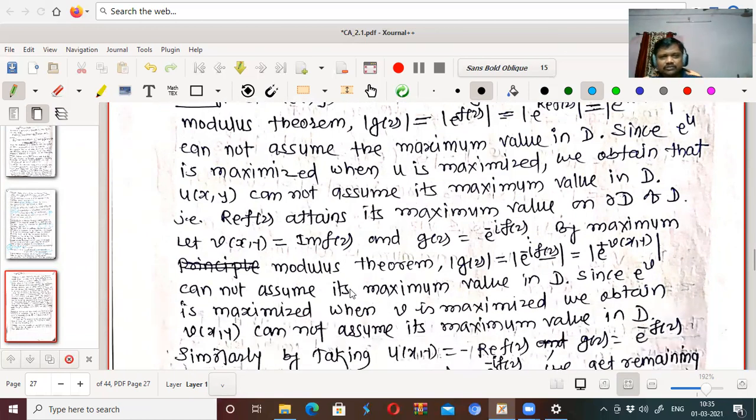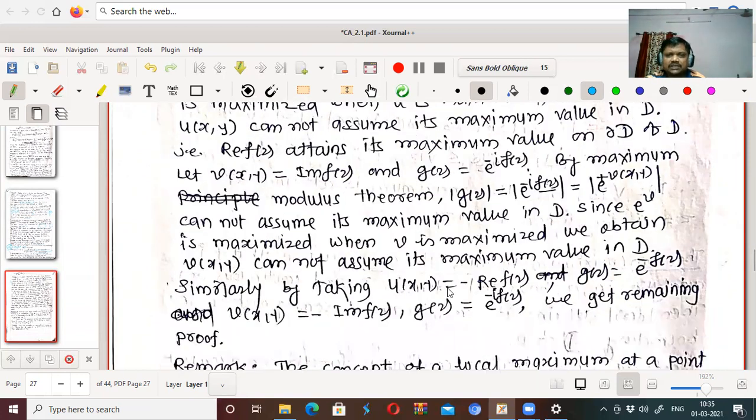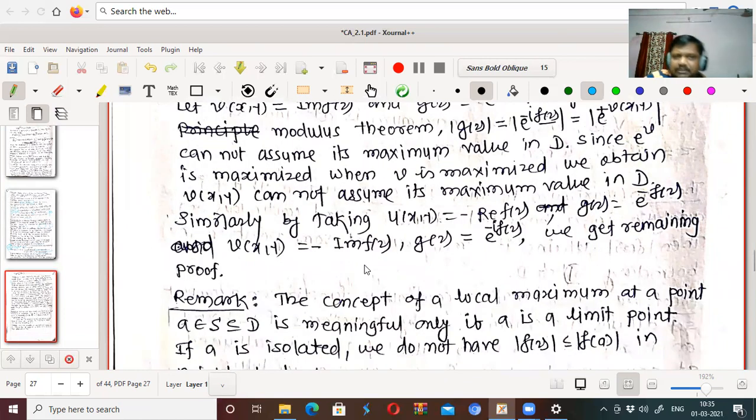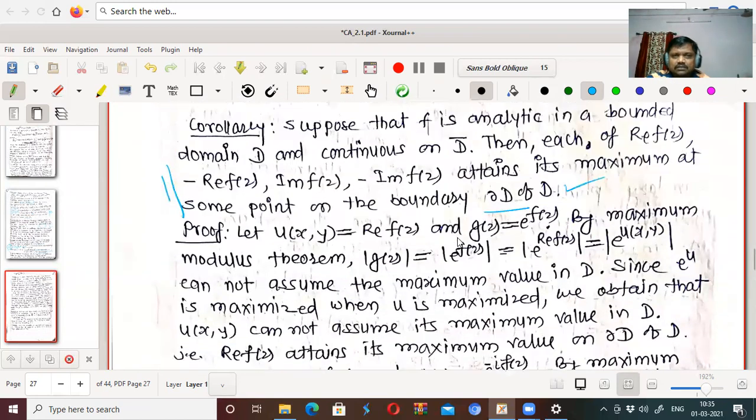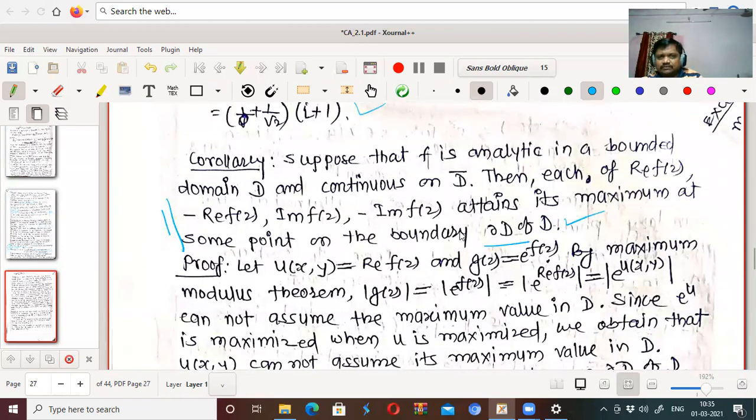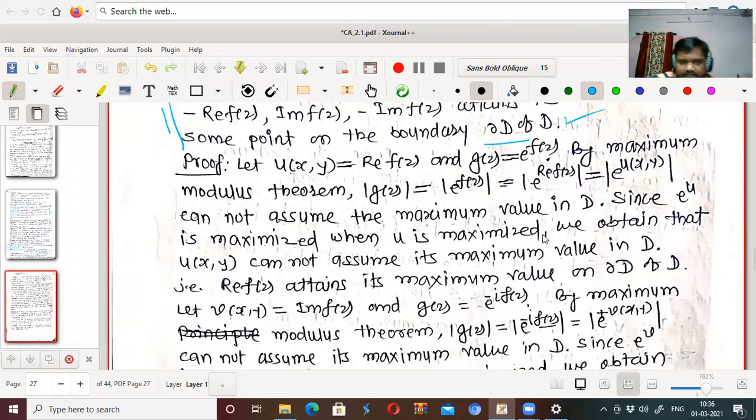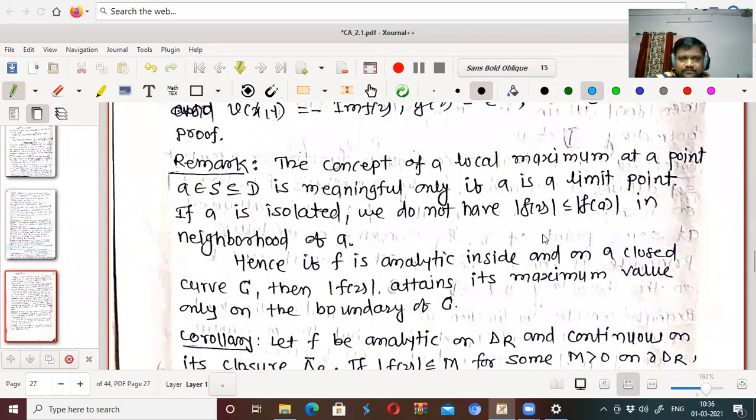In the same way, we can show that for the imaginary part of f(z), you will get the same result. For minus the real part of f(z), we get the same result. And for minus the imaginary part of f(z), we also get the same result. So the maximum value of the real part of f(z), the imaginary part of f(z), minus the real part of f(z), and minus the imaginary part of f(z) will be attained only on the boundary, not inside. Okay, that is the case.